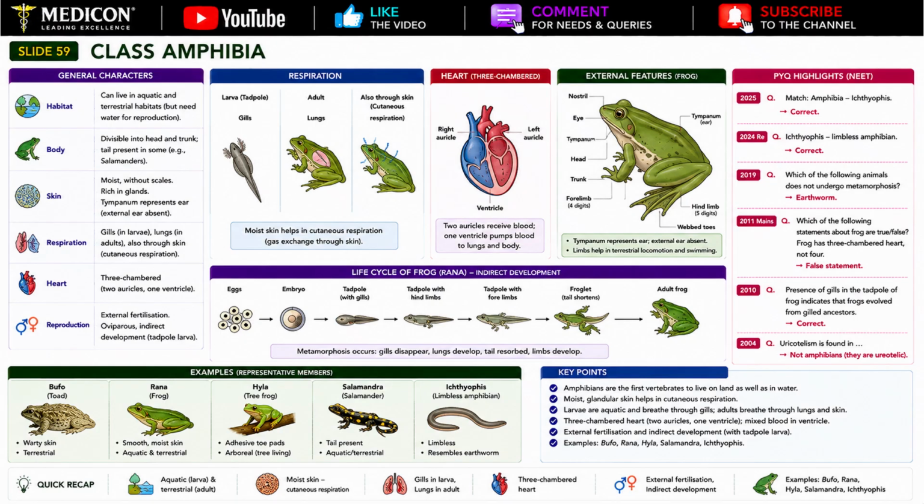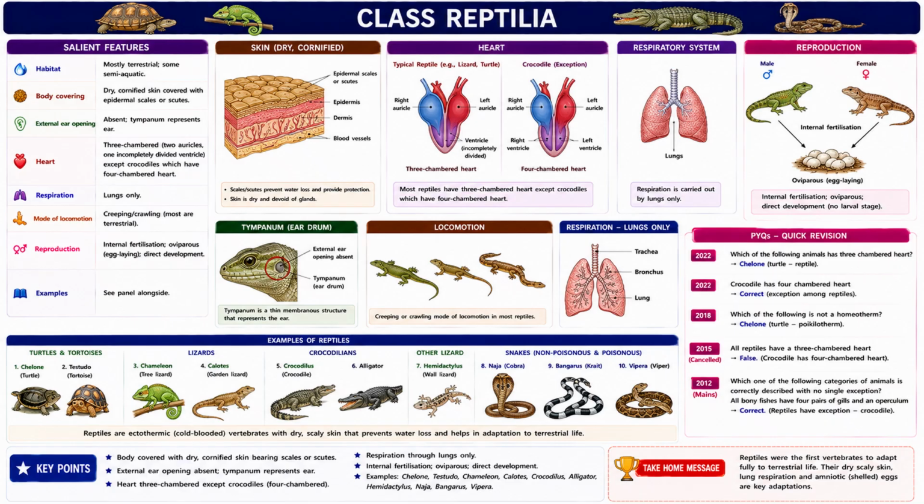These are the examples. Moving on, class Reptilia. Mostly they are terrestrial and some are semi-aquatic. Body covering has dry cornified skin covered with epidermal scales or scutes. The external ear opening is absent. Tympanum represents ear. Heart is 3 chambered, 2 auricles and 1 incompletely divided ventricle, except crocodiles which have 4 chambered heart. Respiration, lungs only. Mode of locomotion, creeping and crawling, mostly terrestrial. Reproduction is internal fertilization, oviparous, egg-laying animals, and direct development. There is no larval stage.